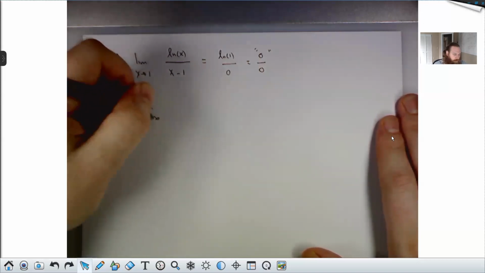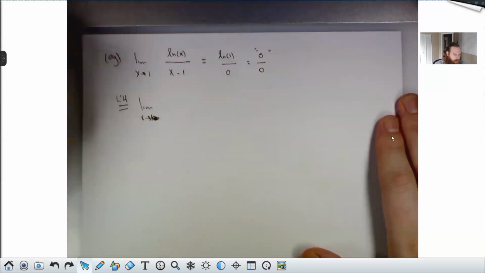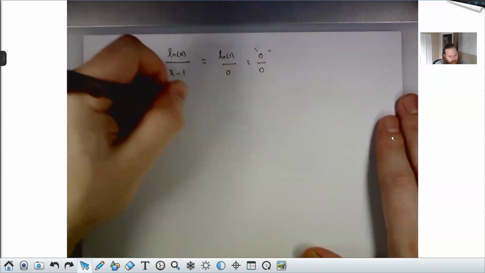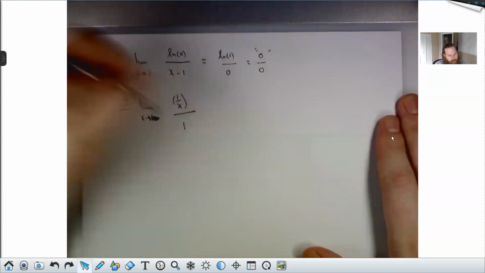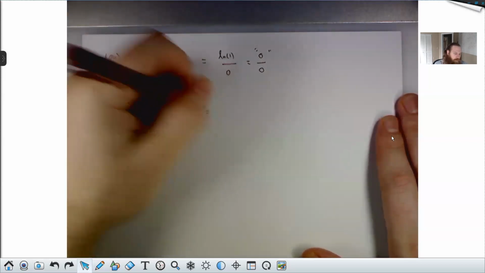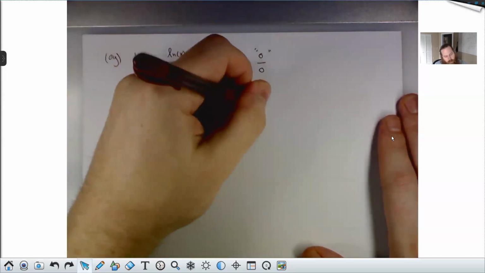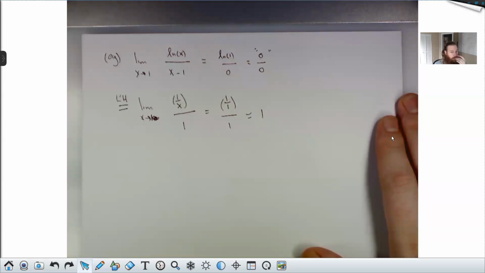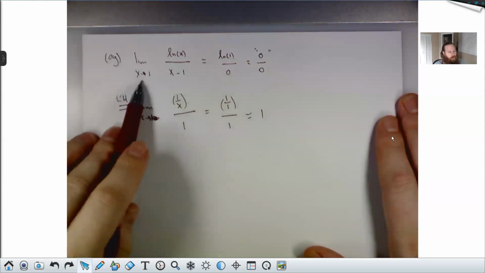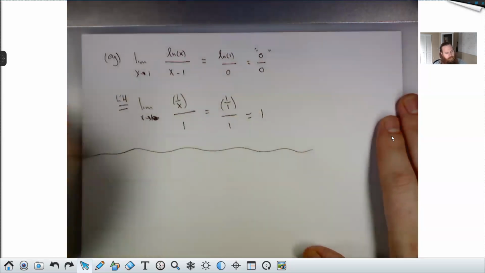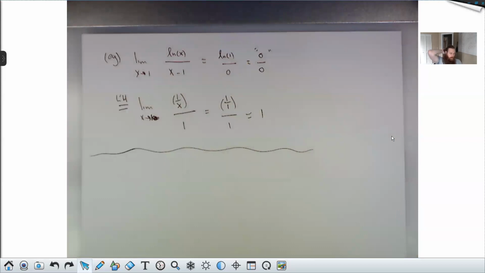According to L'Hopital's rule, the limit as x goes to 1, I take the derivative of the top, which is 1 over x, divided by the derivative of the bottom, which is 1. And here I'll get 1 over 1 divided by 1, which is just 1. So the limit as x approaches 1 of ln x over x minus 1 is 1. The question now is, how do I handle the other indeterminate forms, like indeterminate products, powers, differences?